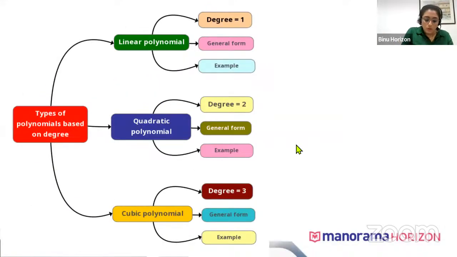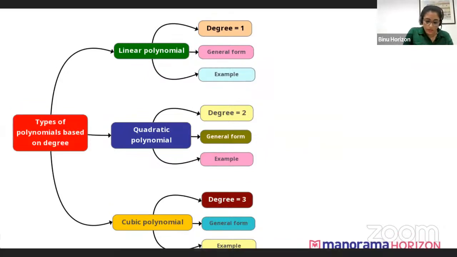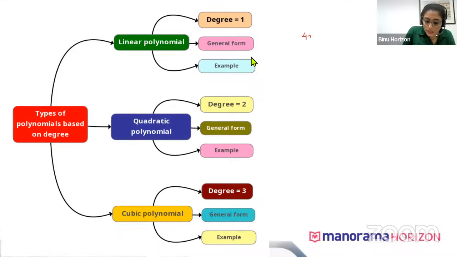Okay. So what I was saying is that, yes. Okay. Thank you, students. So we were saying about, should I repeat it? Linear polynomial. A linear polynomial is a polynomial with degree 1. So for example, 4x plus 7 is a linear polynomial because the highest power with the variable is 1. So we can say it is a linear polynomial.